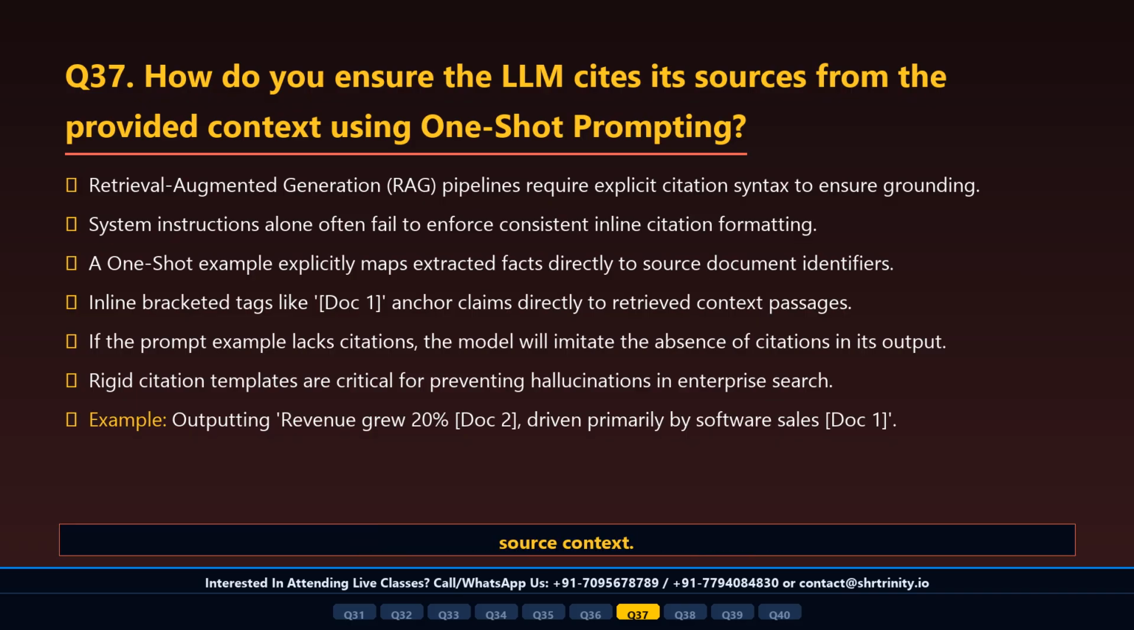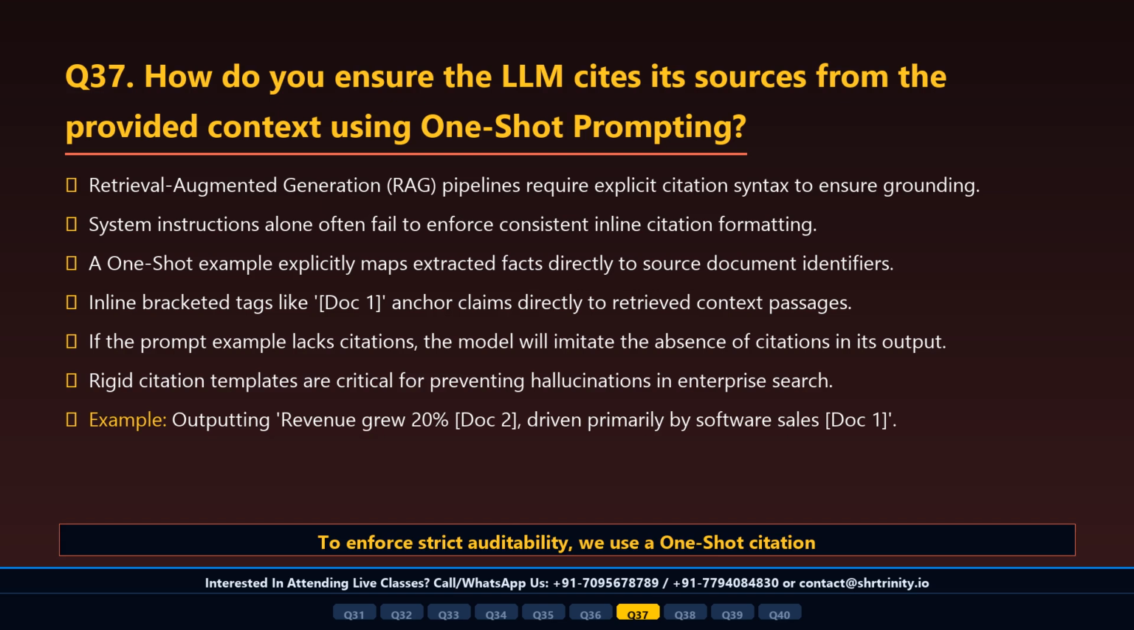As noted in our bullet points, LLMs are exceptional pattern replicators. If you show the model a factual claim immediately followed by an inline bracketed citation, it will adopt that precise syntax across its entire response. Conversely, if your prompt example lacks citations, the model will follow suit and drop citations from its final response.